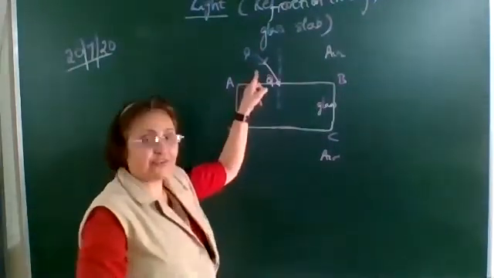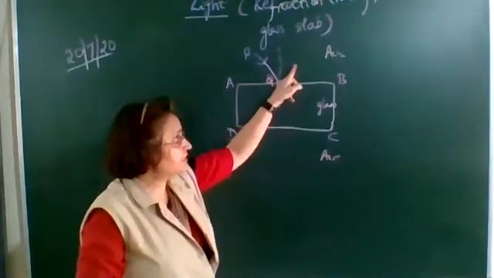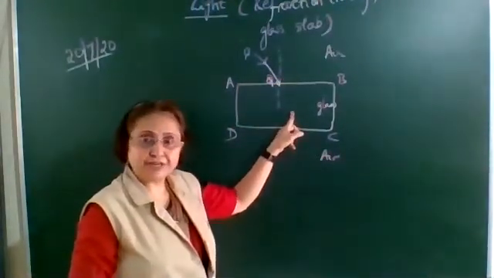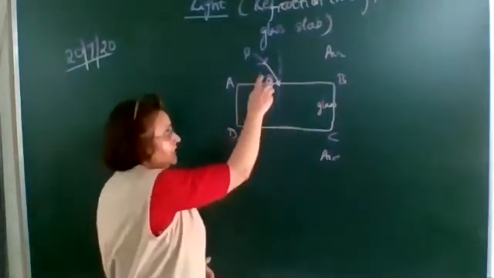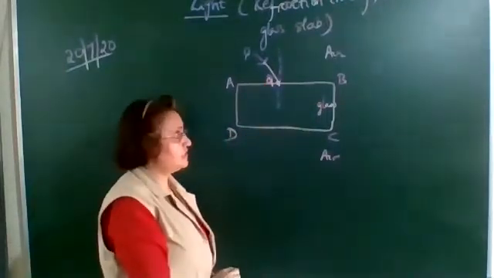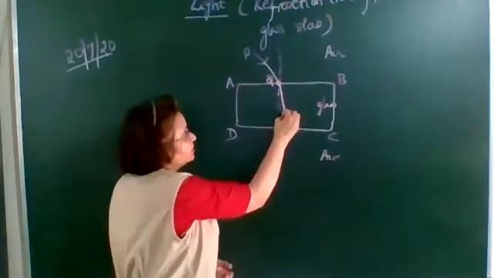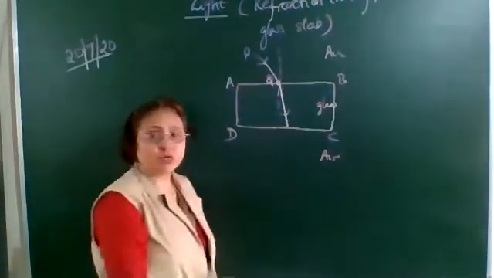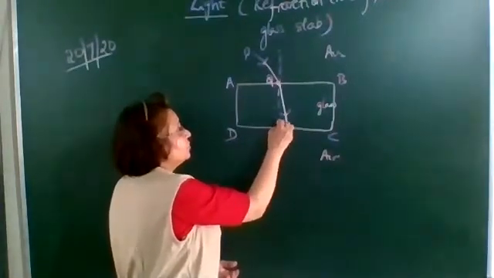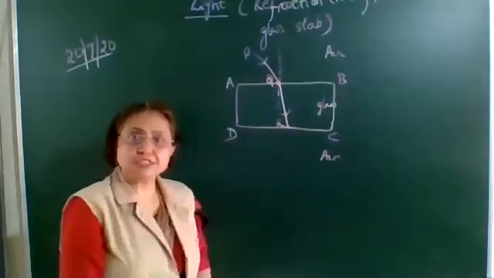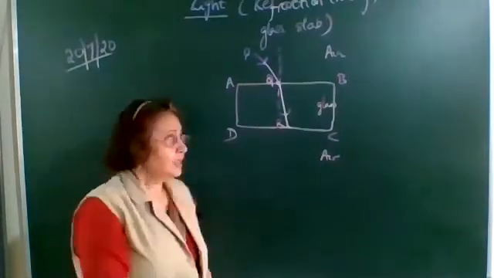Now this ray of light is passing from air to glass, that is, from a rarer to a denser medium. We know that glass is optically denser than air. So as it is passing from a rarer to a denser medium, it bends towards the normal. Let it travel as QR. So this QR ray we call the refracted ray.